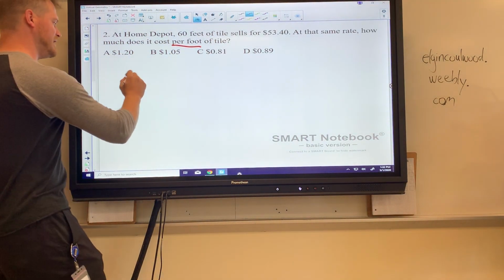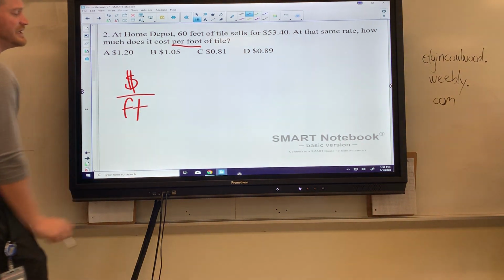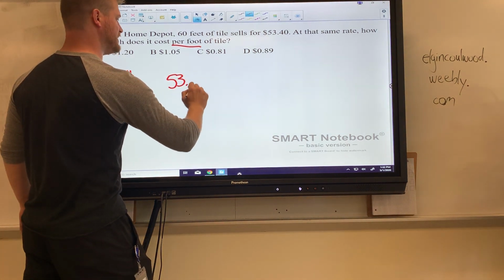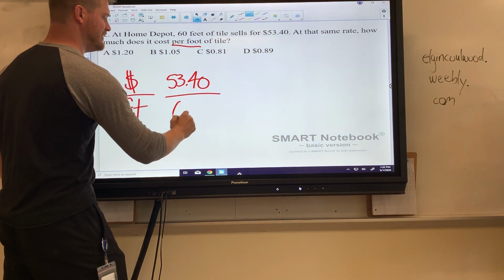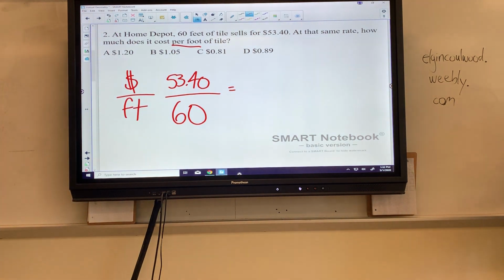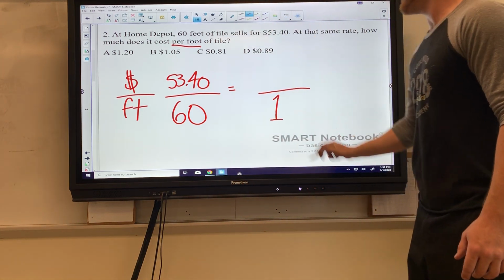I'm just going to get used to putting money on top. I got money over everything. So in this case, it's money over the square footage. Money over feet, we have $53.40 for 60 feet. We're looking for per foot. That's per 1 foot. So unit rate is always going to be over 1.